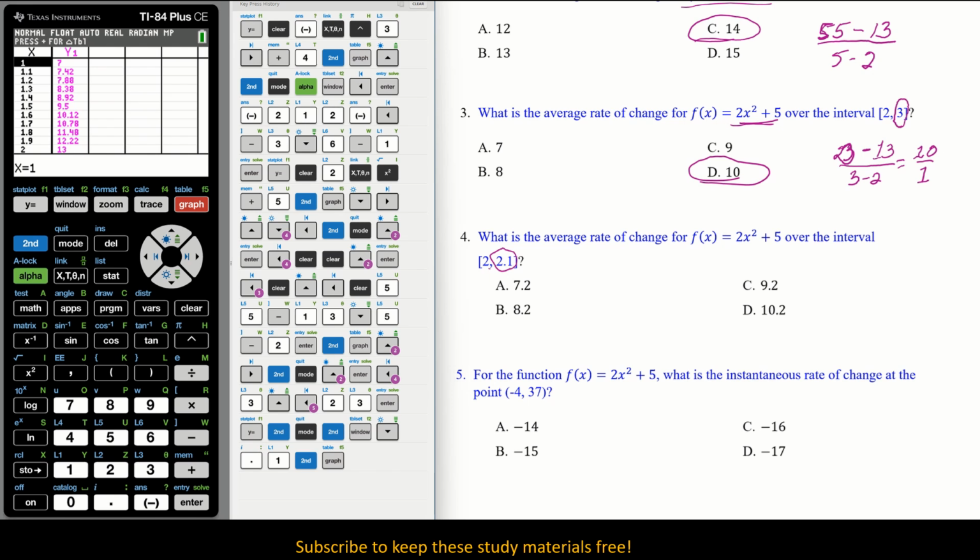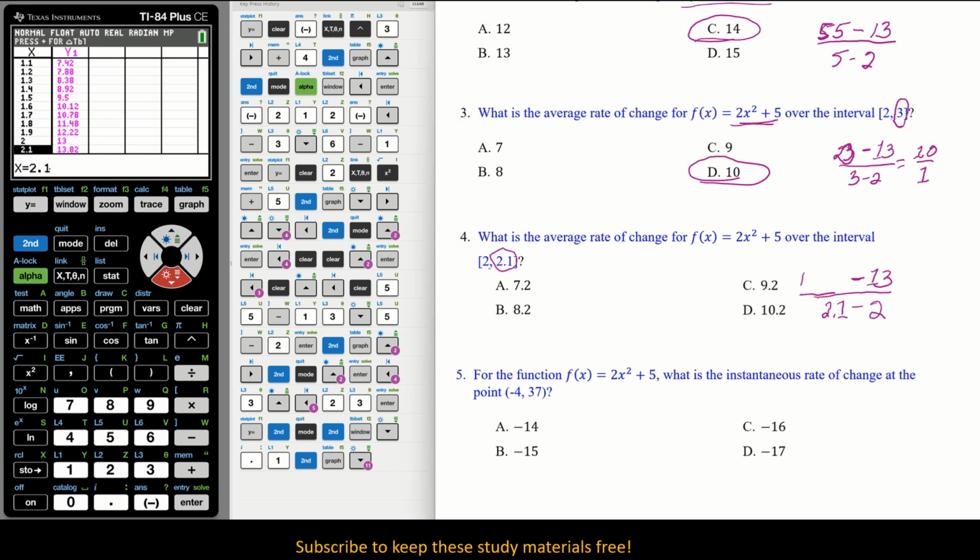Okay. So let's go ahead and set this up. So we will have 2.1 minus 2. That's the difference in our x values. Now we need the difference in our y's, okay? So we know that 2 is still 13, and that's actually in our calculator. However, we need to know the value at 2.1. Well, if you just arrow down a little, there it is.